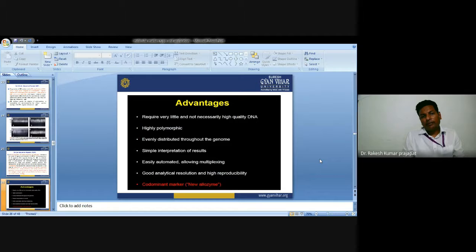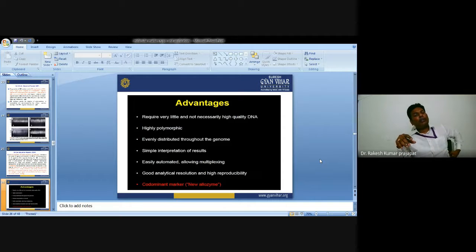So advantages. They require very little or not necessarily high quality data, highly polymorphic, evenly distributed throughout the genome, simple interpretation of the result, easily automated and multiplex, good analytical resolution, high reproducibility, codominant marker for new alleles. These are the codominant markers. Then you can say it's new alleles. These are the advantages, because they require very little or not necessarily high quality DNA.